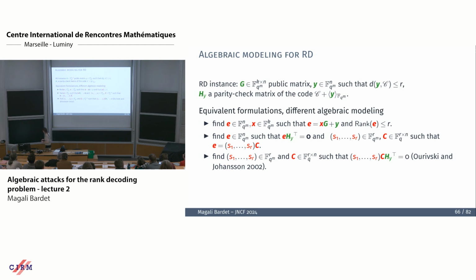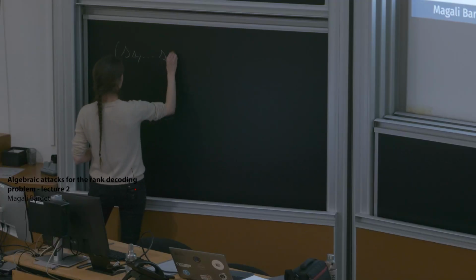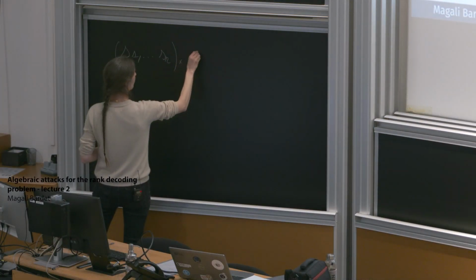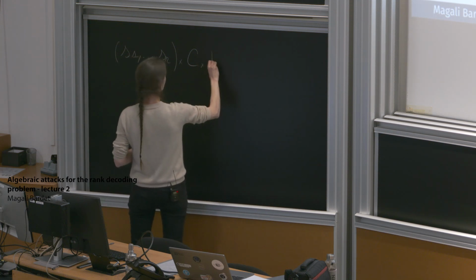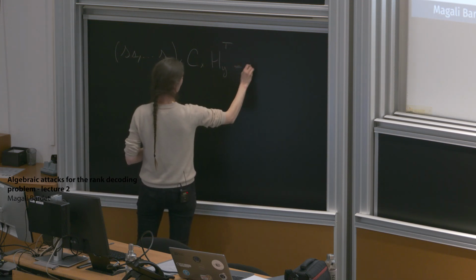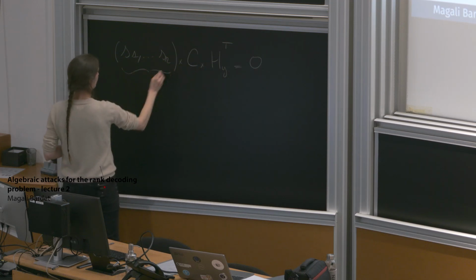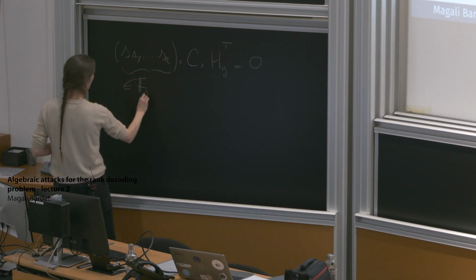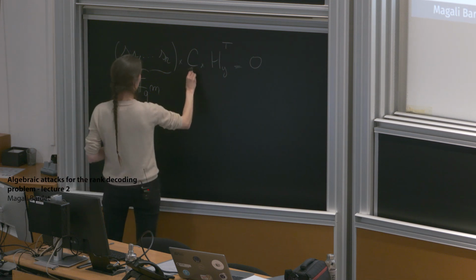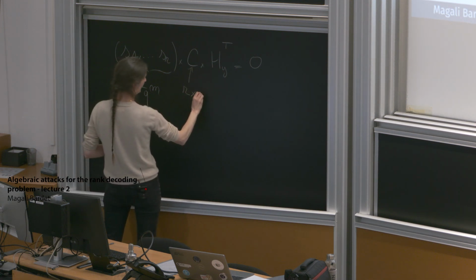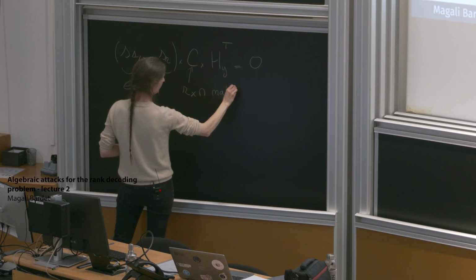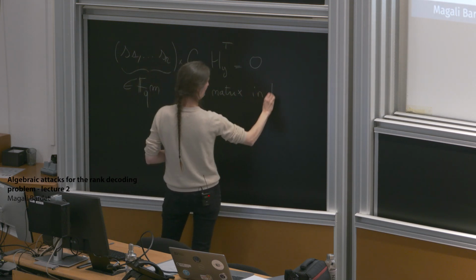So maybe I can write it to keep it on the board. So I want to find, and those are in F q to the m. And here I have an r times n matrix in Fq.